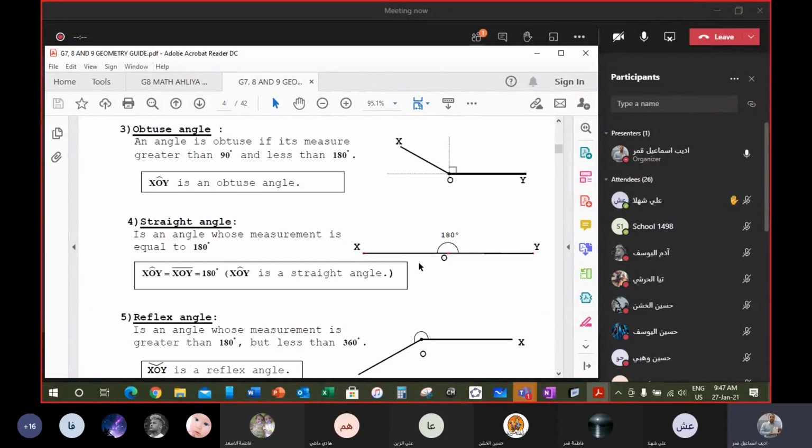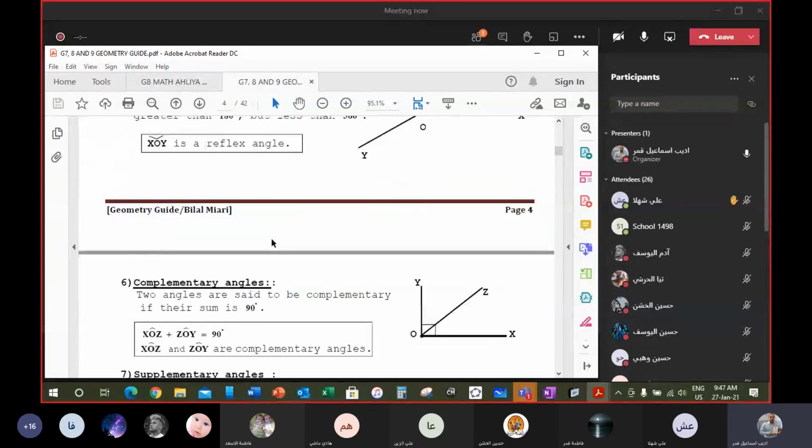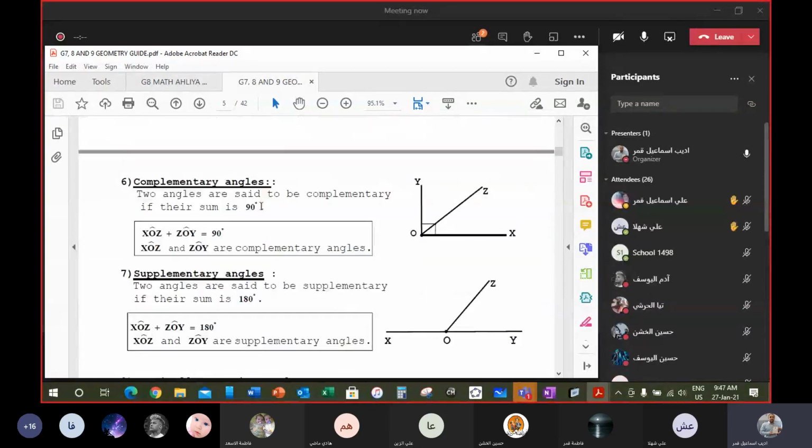Reflex angle, we will skip this. Complementary angles are two angles which their sum is equal to 90 degrees, like X or Z plus Z or Y equal 90 degrees. Complementary angles. Also, these two angles, we say that they are adjacent because they have a common vertex and a common side. So these two angles are adjacent complementary angles. Complementary because their sum is equal to 90 degrees, and adjacent because they have the same vertex and the common side.